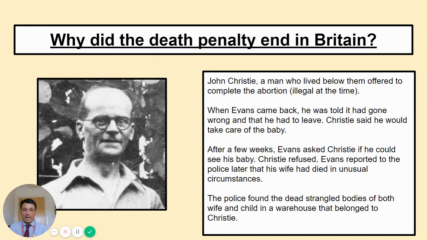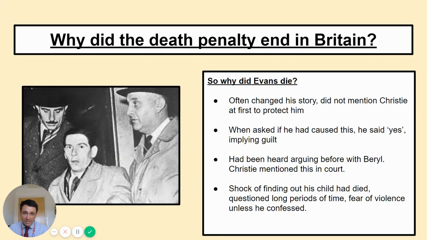Now, after a few weeks, Evans hasn't told anyone about the situation. Evans comes back, Evans talks to Christie, says, "I want to see my daughter." And Christie says, "No, that's not possible." And Timothy Evans, as a result, goes to the police station. He says, "Look, my wife has died in suspicious circumstances." And the police start to do a little bit of digging around, and they find the dead bodies of both Beryl and the daughter as well. And they find them in a warehouse that belongs to Christie. But Evans is accused, and Evans is found guilty of these crimes.